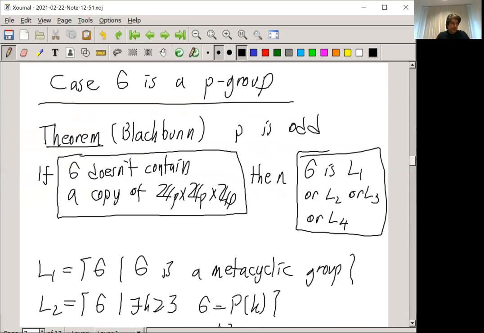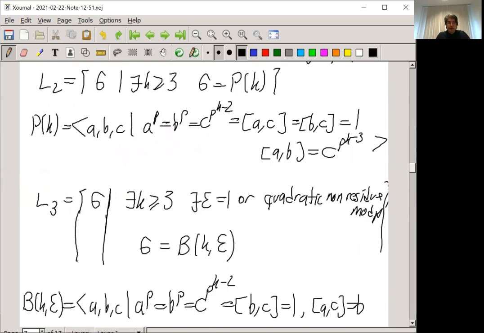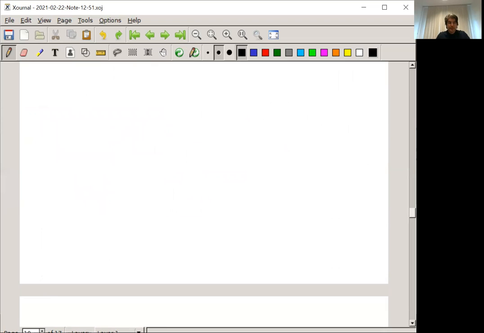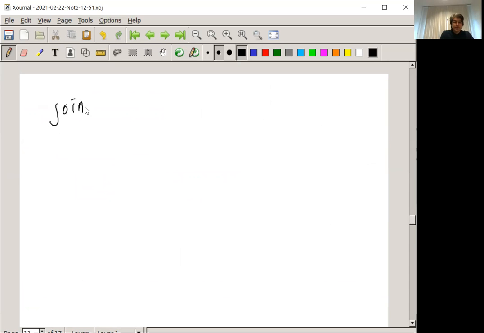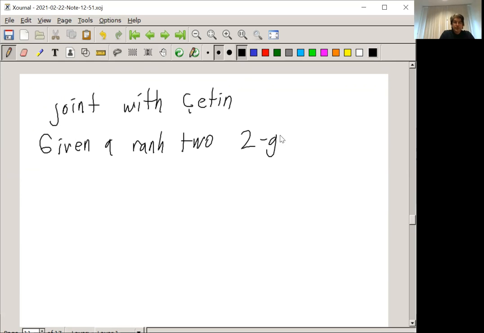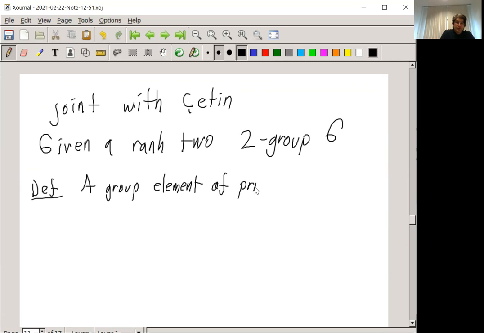Okay, now let me discuss the case when p is even. So the rest of the talk is joint work with Chetan. So given a rank 2 group G, now let me remind a few definitions. So definition: a group element of prime order is called a Cauchy element.